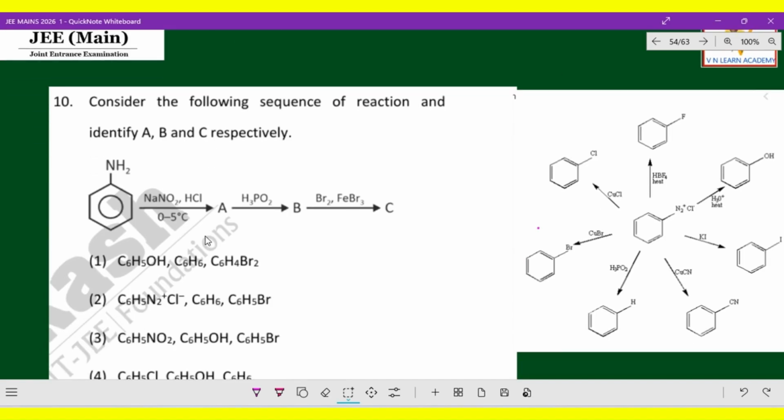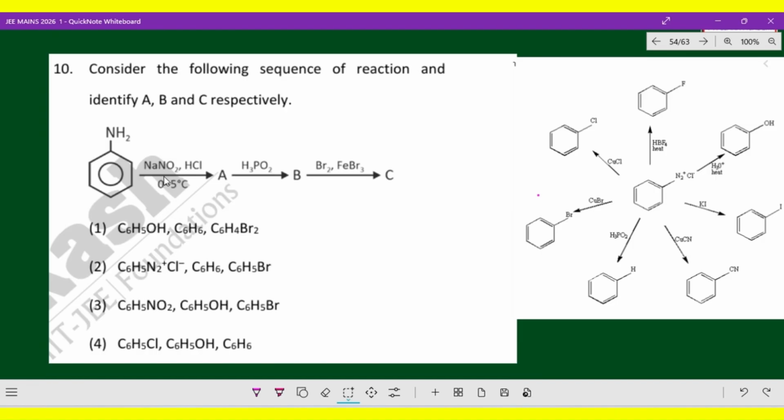As we mentioned, this is aniline combined with NaNO2 and HCl, diazotization. So aniline can be converted into diazonium chloride through diazotization with NaNO2 and HCl, nitrous acid, right? So you will get diazonium chloride. When diazonium chloride reacts with H3PO2, you will get benzene. Benzene can react with bromine and FeBr3, ferric bromide, so you will get bromobenzene, right?